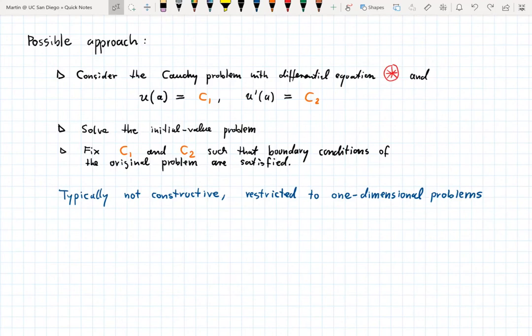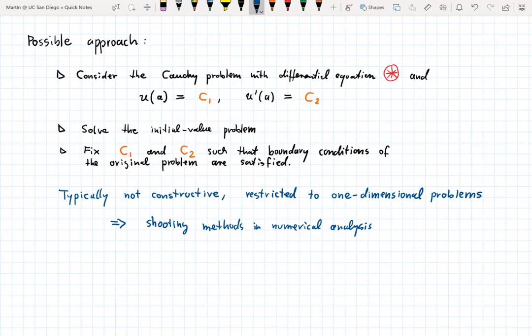Okay, what we can do is we solve the initial value problem with those generic constants c1 and c2, and then we try to fix c1 and c2 such that the boundary conditions of the initial problem are satisfied. This is not necessarily constructive, and most importantly, this technique is only restricted to one-dimensional boundary value problems. Nevertheless, that approach has also sparked some interest in numerical analysis and has led to the development of a class of numerical methods that is known as shooting methods.